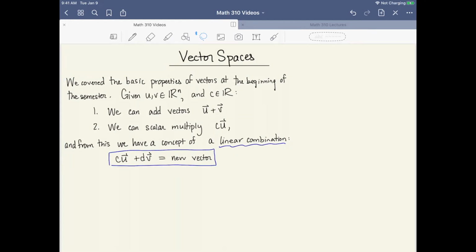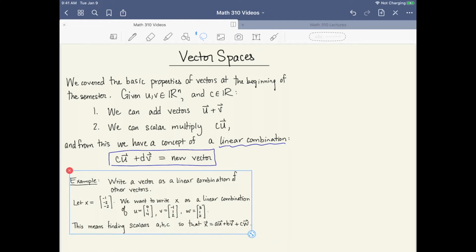If you have two vectors u and v, and we always assume these vectors are in Rn, and a scalar c, we can add the vectors together to get a new vector, and we can also scalar multiply to get another new vector. And from these two basic operations of vector addition and scalar multiplication, we arrive at the concept of a linear combination. So if you combine vectors via scalar multiplication and addition, it produces a new vector for you. So let's write a vector as a linear combination of other vectors.